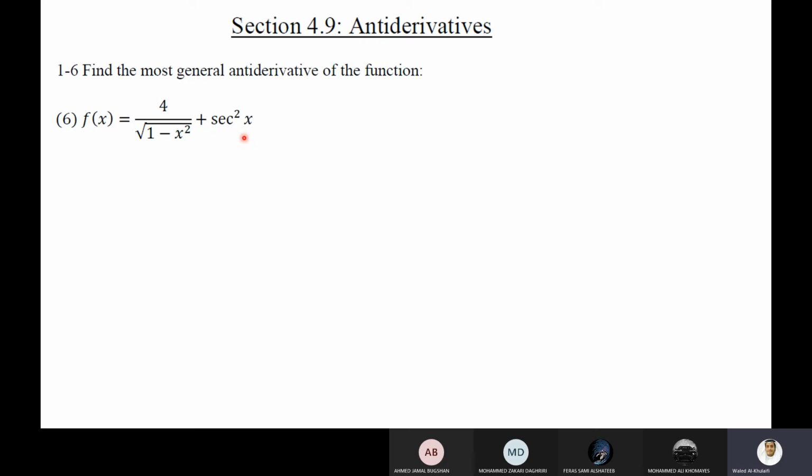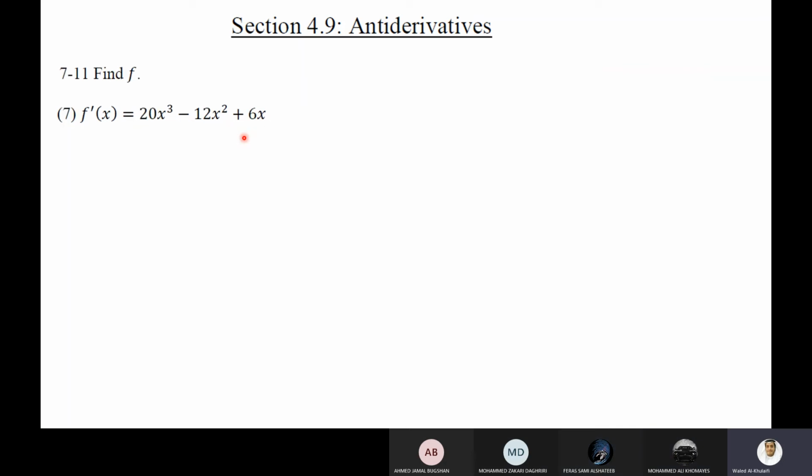طيب, who is the function I differentiate to get secant square, يا شباب؟ Tan. Very good. Tan will give me secant square. So I don't need to write it. The answer is in the PDF file.